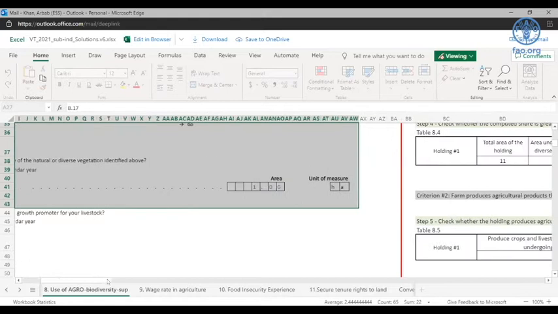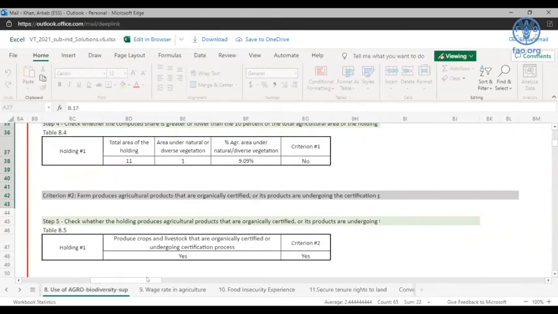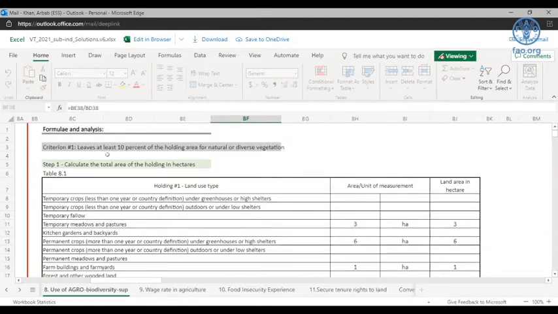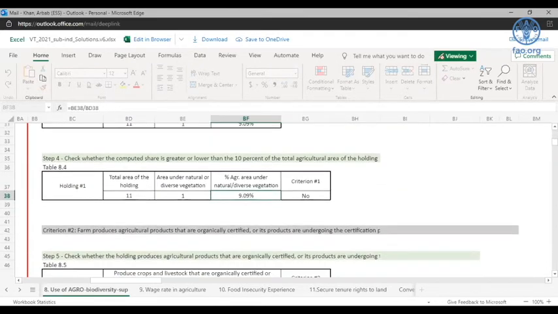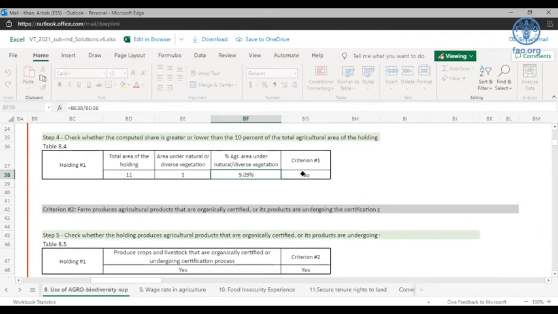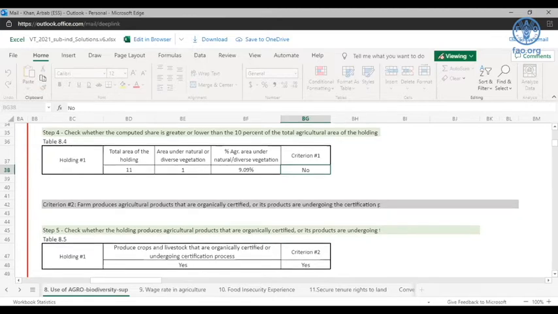And from this, we see whether the information provided by the holder is correct. As you can see here, the first criterion is that the holding leaves at least 10% of the holding area for natural and diverse vegetation. If it is less than 10%, the criterion isn't qualified. If it is equal to or greater than 10%, then the holding is complying with or respecting the first criterion. So in this case, for this particular holding, criterion one is not satisfied. Okay, and we move on.